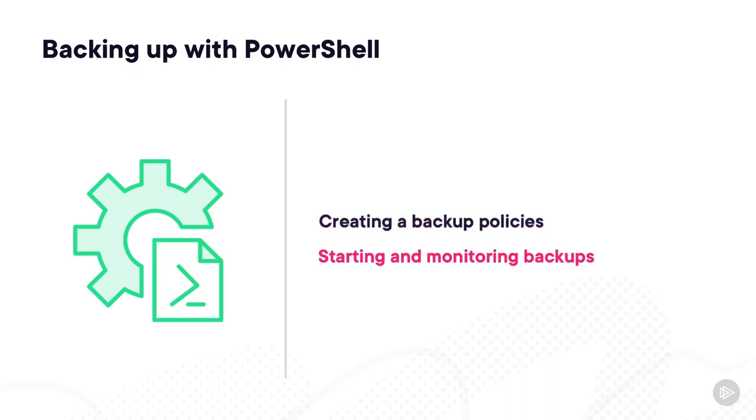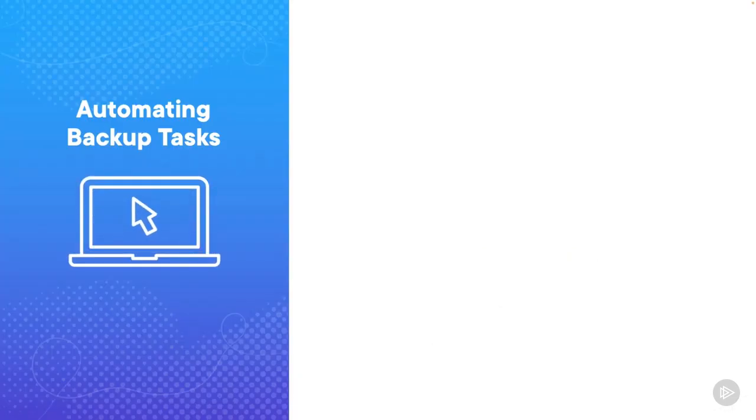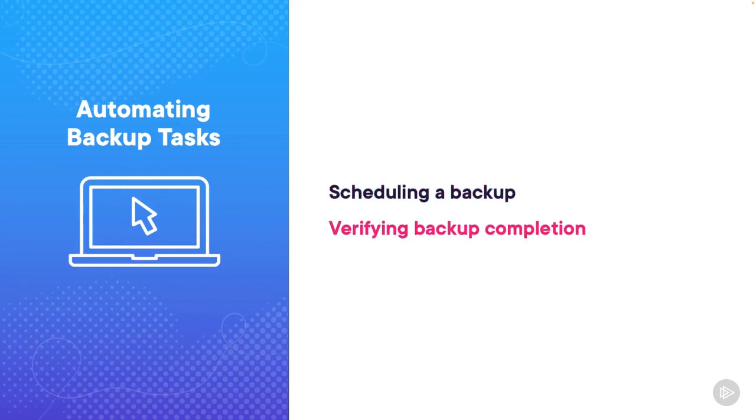PowerShell also allows you to start backup jobs with Start-WBBackup and monitor them with Get-WBJob. That keeps you informed on the backup status. Time for another demo. In this one, we'll schedule a backup, defining when our data will be secured. Using the New-WBPolicy and Set-WBSchedule cmdlets, we establish a backup policy and schedule. We'll then set the backup process in motion and then verify that the backup has completed.